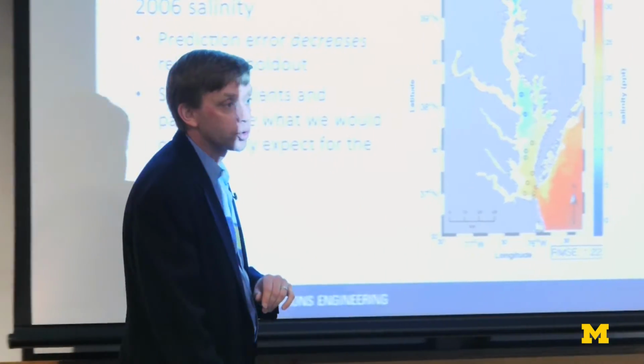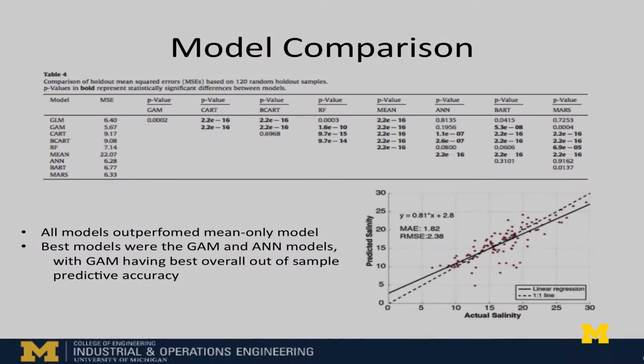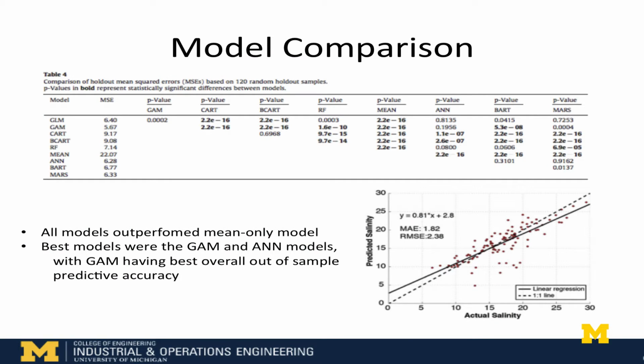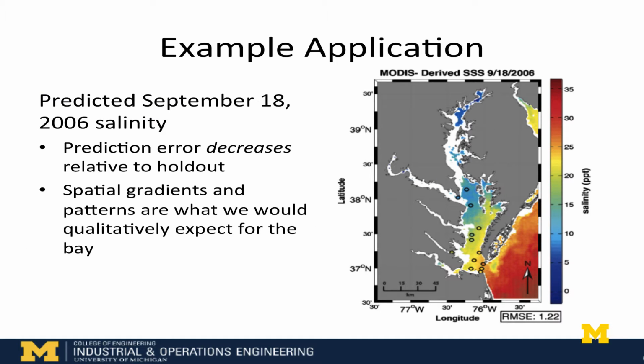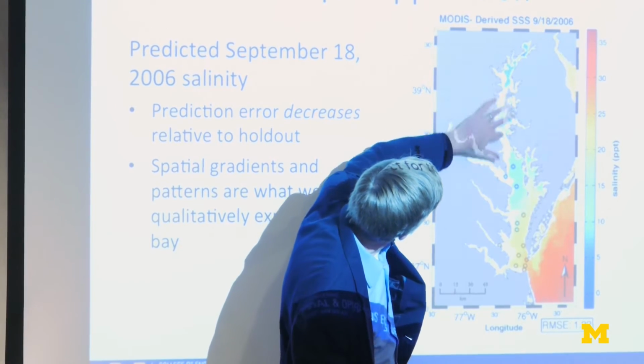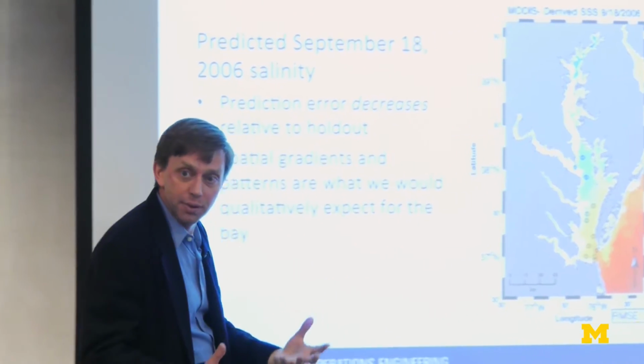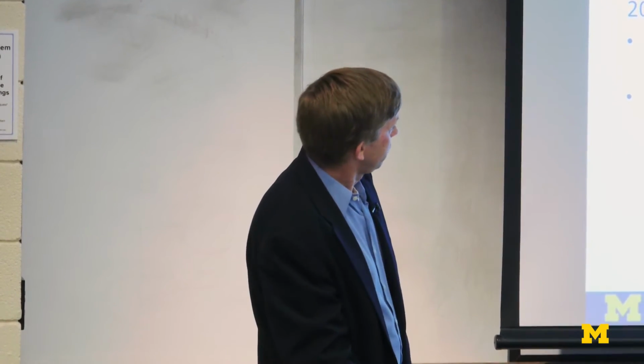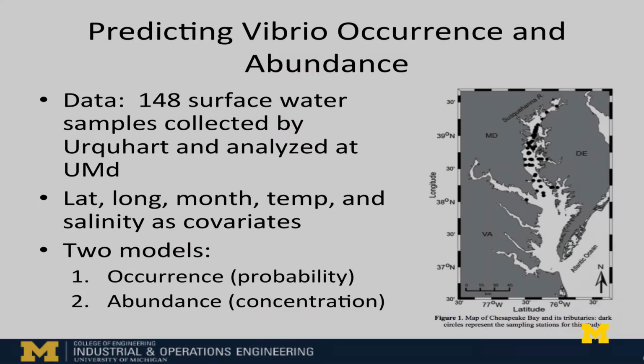So the root mean squared error there was 1.22. If we go back, the root mean squared error in the holdout was 2.38. So we actually do better on this particular day than we did in our random holdout test. And the spatial pattern of salinity is roughly what you would expect. That is, the lower bay is more saline. You've got the Susquehanna River coming in up here, so you've got basically fresh water up there. And it would have been nice if we didn't have clouds in there, so you could see that. But it's roughly what you would expect for a salinity map in the bay on a given day, in that time of year anyway.